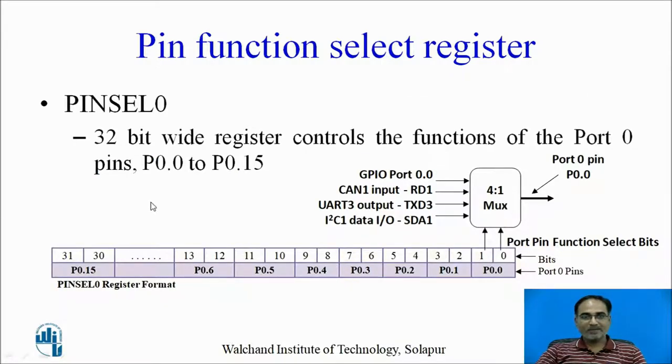So PINSEL0 is a 32-bit wide register that controls the function of port 0, and 2 bits are required for one port pin. So using these 32 bits you can only configure 16 pins, P0.0 to P0.15. The pin functions are controlled by the PINSEL0 register. Here one example is given. Bit 0 and bit 1 are responsible for selecting the function of P0.0.